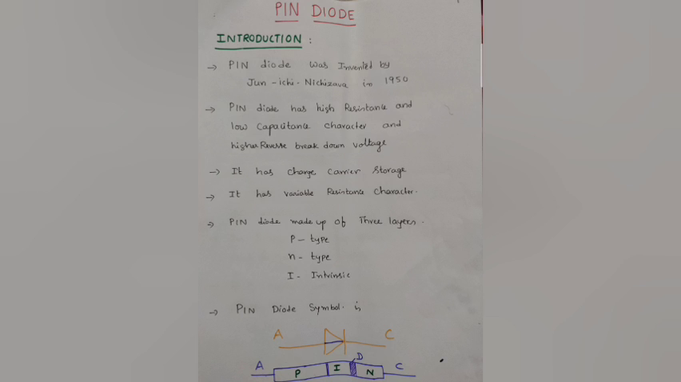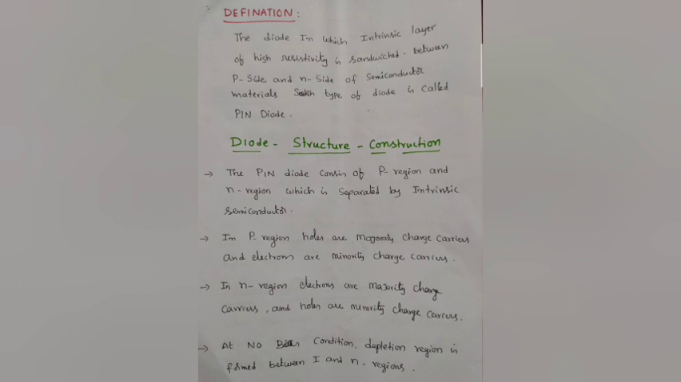Okay, and another symmetric diagram is there. P type material, N type material, between them the I exists, and D indicates the diffusion layer that is already formed between the intrinsic layer and the N type material. Now coming to the definition of the PIN diode. The diode in which an intrinsic layer of high resistivity is sandwiched between the P side and N side of the semiconductor material is called a PIN diode.